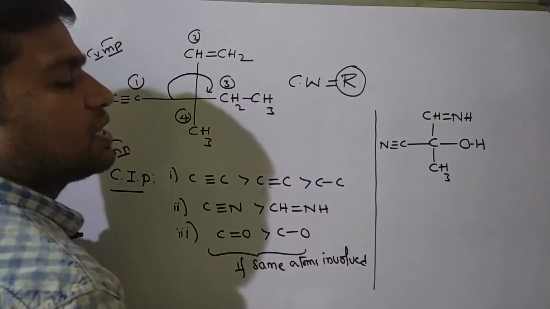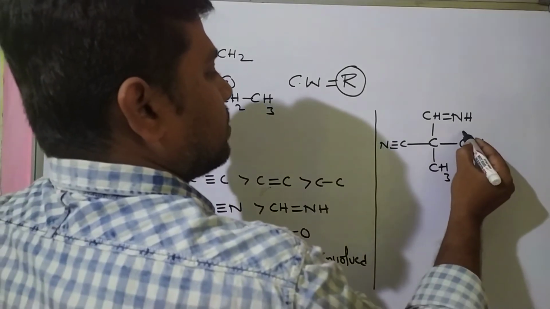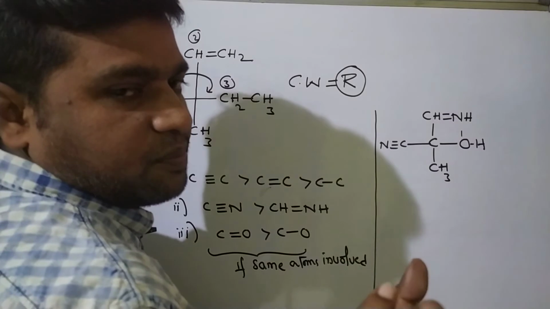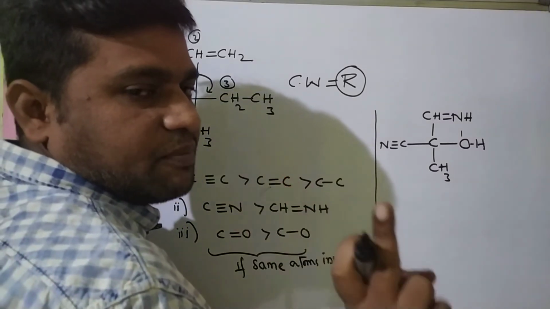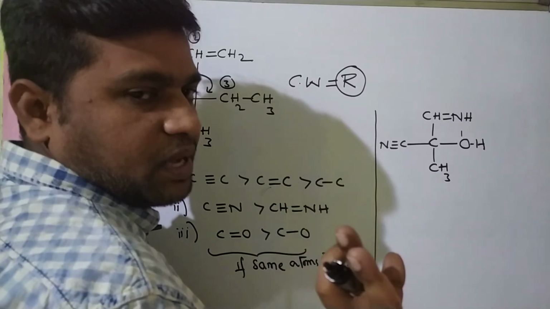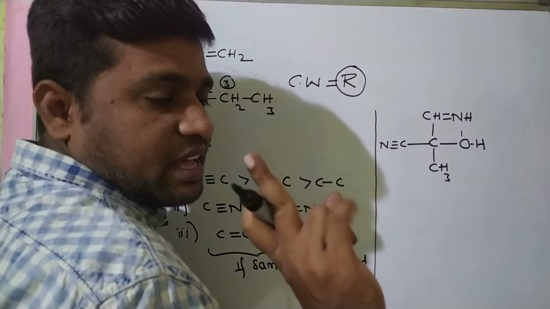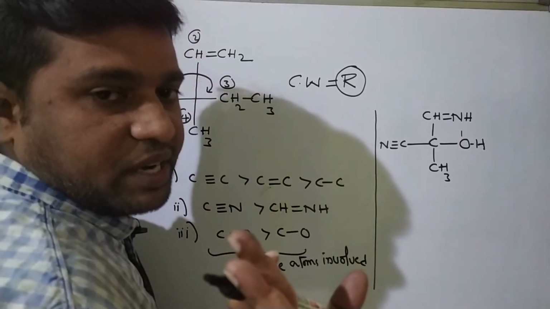So, what is the answer? First of all, assign priorities. Oxygen, first priority, no doubt. First, we will see the first atom. What is the first rule in the CIP scheme? We will see the first atom, atomic number rule. Sorry, atomic number rule. Okay, the highest atomic number atom will get the highest priority according to the CIP scheme.